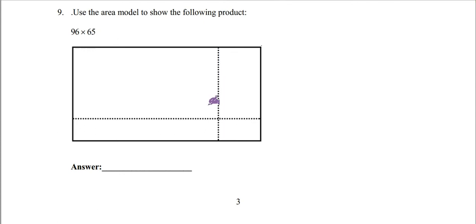Use the area model to show the following. My daughter was curious about this morning. She said, what is that thing? So I just started from the beginning, talked about the area of a simple rectangle, did a few of those, worked our way up to this, and she did all right. But there's some more work to be done there.